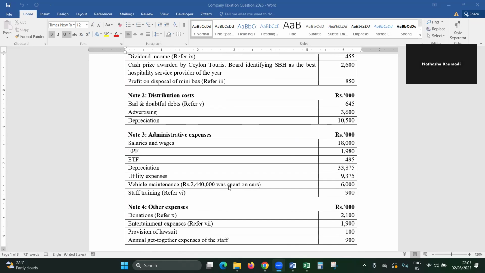Utility expenses are there, and then vehicle maintenance, it says rupees 6 million in total. Out of this 6,000, 2,440, if I remove the 3 zeros, 2.44 million was spent on cars. And then you have staff training, a reference is given also, the value is there.